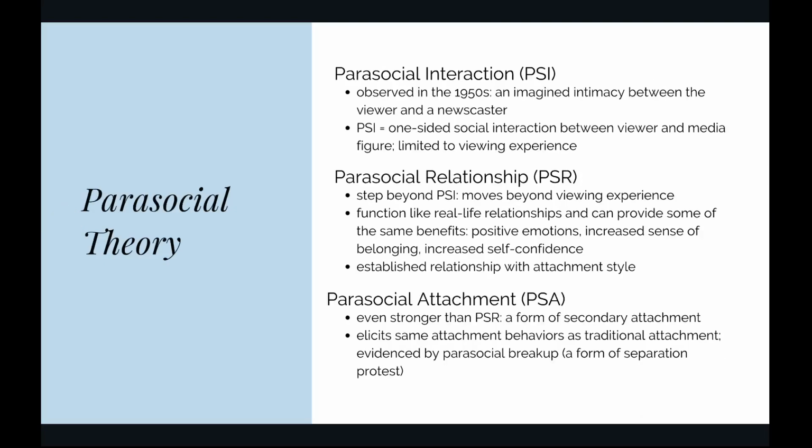To move on to the second piece of my independent study, I'd like to go over the basics of parasocial theory. The first term I'd like to discuss is parasocial interaction. Parasocial interaction was first observed in the 1950s when the rise of television gave birth to a new phenomenon. In watching the news, people began to have a sort of imagined intimacy between themselves and the newscasters, where they felt that the newscaster was addressing them directly, sort of like a friend.